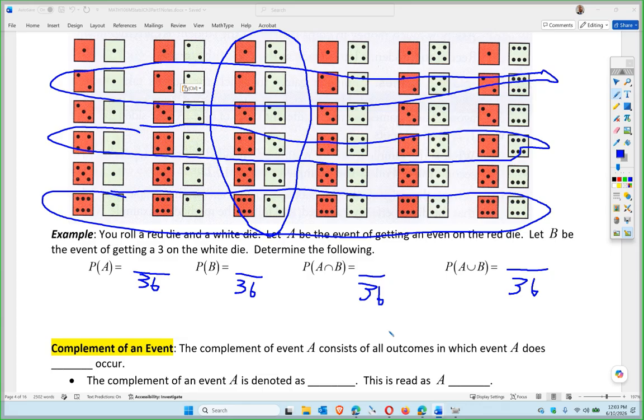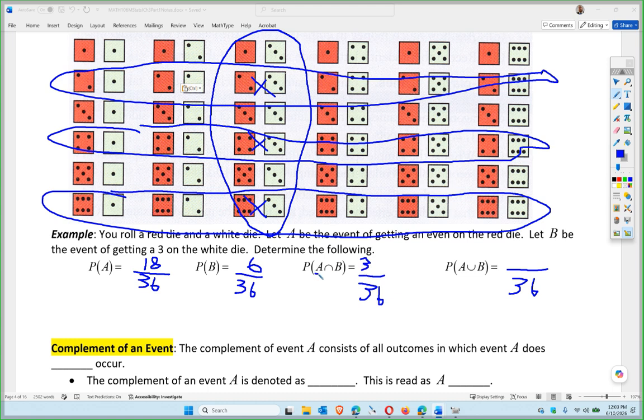Okay, so P of A is going to be evens. That's 6, 6, and 6 is 18, right? 3 on the white die is these 6. So if I want them together, what's together? Well, this one is both, this one is both, and this one is both, isn't it? So that's 3 that are both, right?